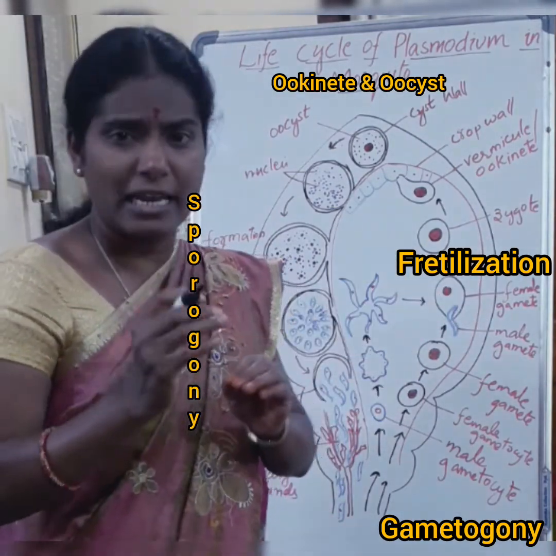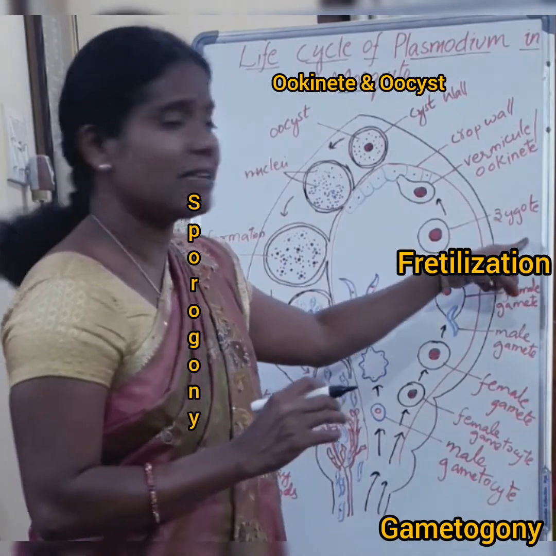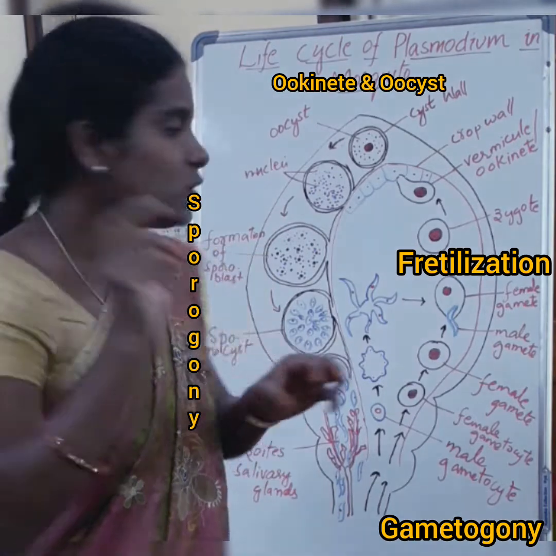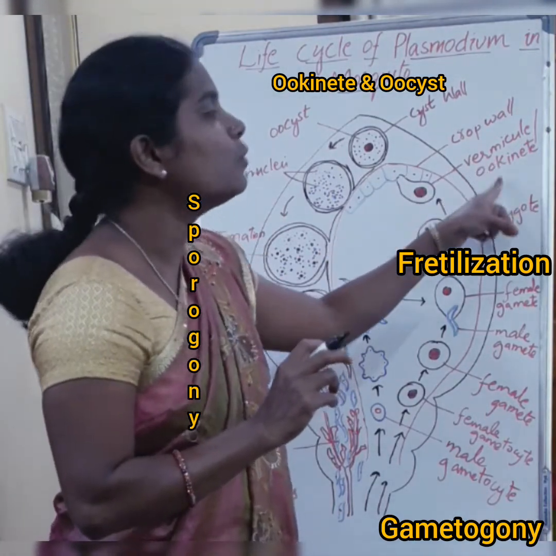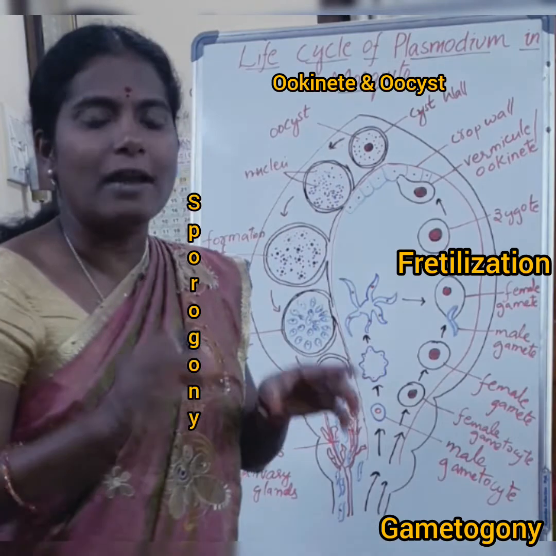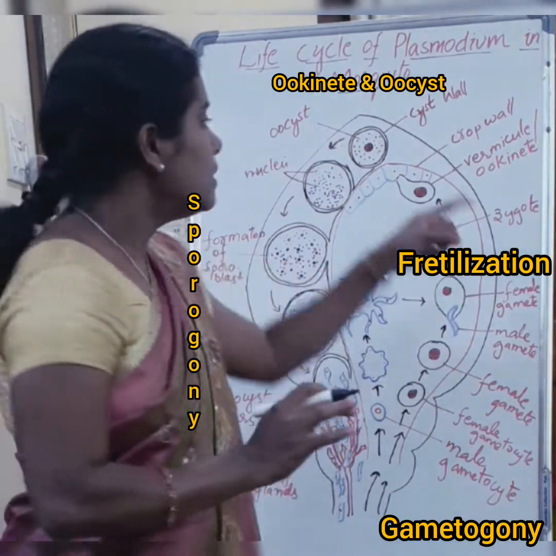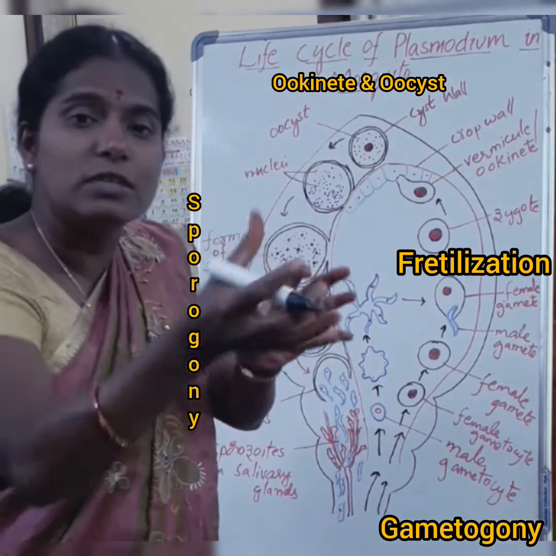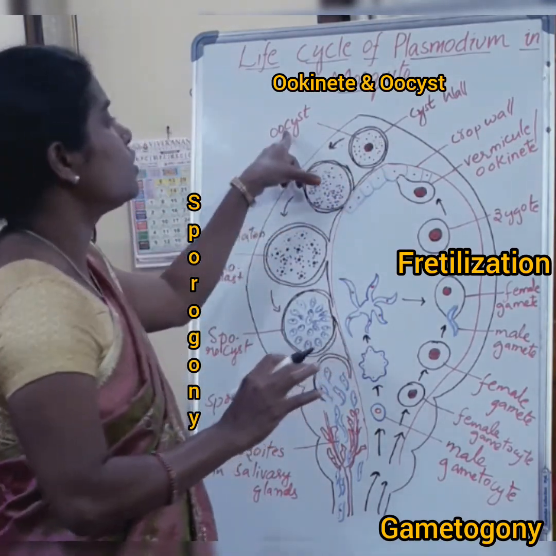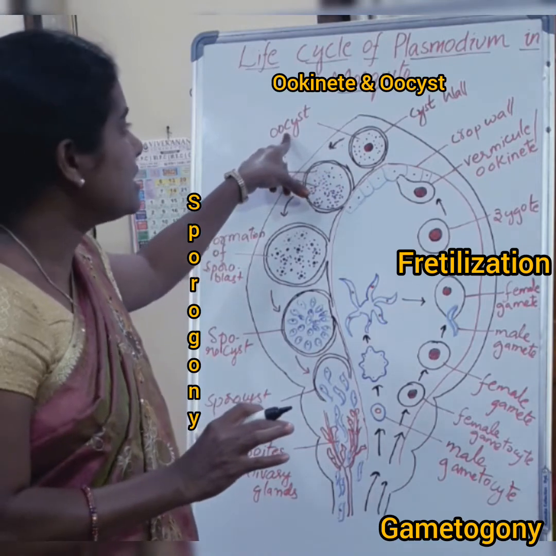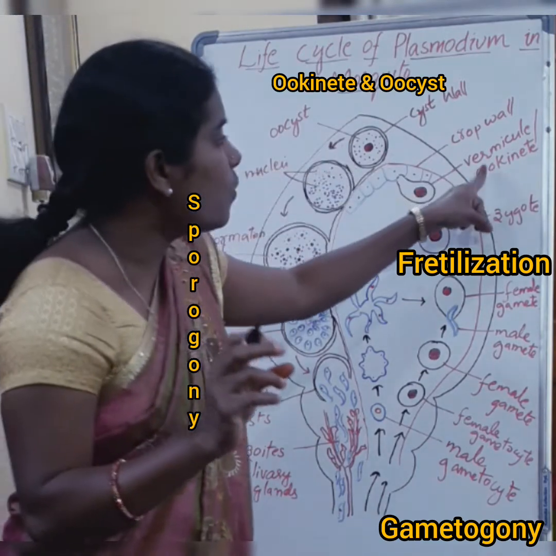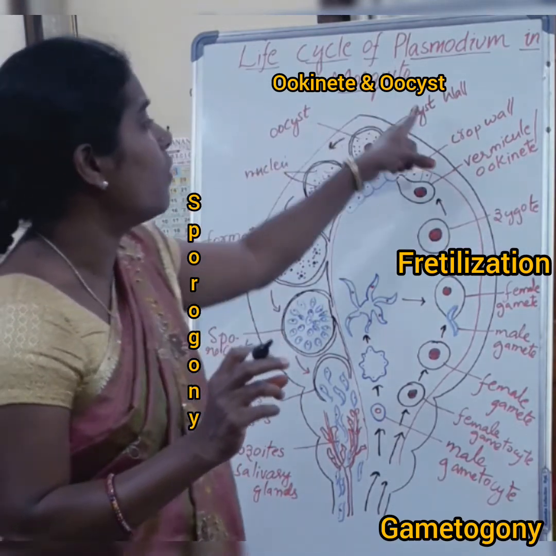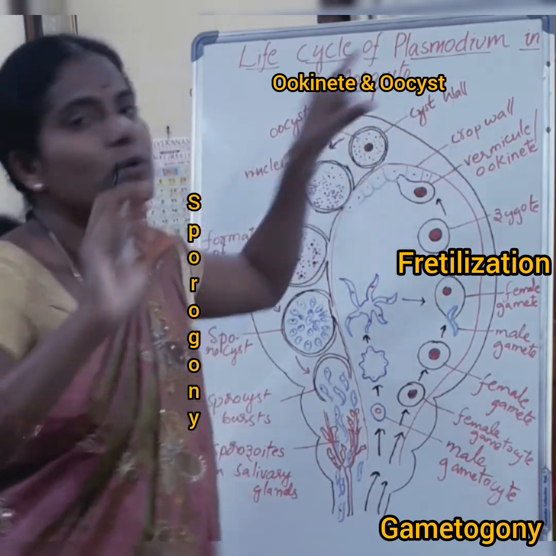Next, the zygote remains constant for some time and doesn't move anywhere. After some time it transforms into a slender, long structure called a vermicule or ookinete in the crop wall, near the basement membrane. This ookinete forms a cyst wall around it and results in the formation of an oocyst. Now the vermicule or ookinete transforms into an oocyst by forming a cyst wall around it.